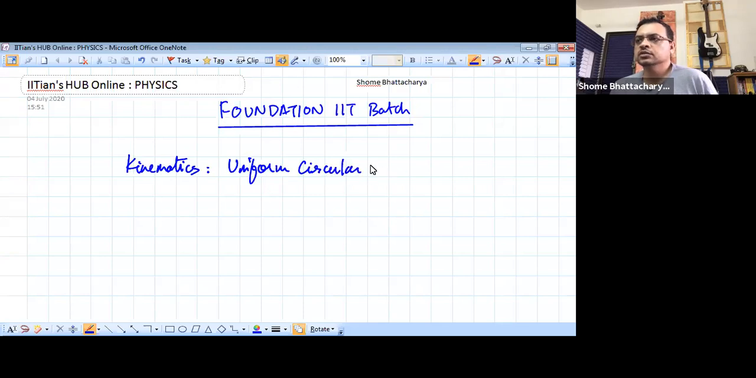Uniform circular motion. Yeah, Dhruv, in the end, I will come to the doubts. Okay, I will give some time for the doubts. But since some of the questions are also based on circular motion, let's understand.